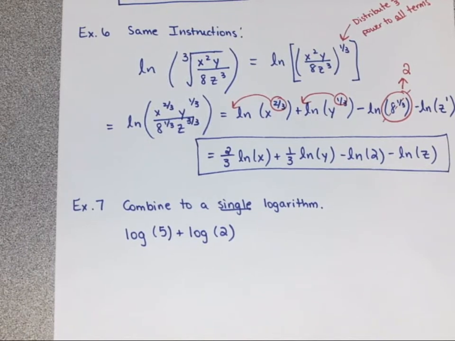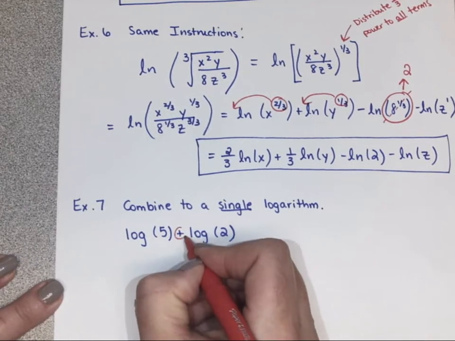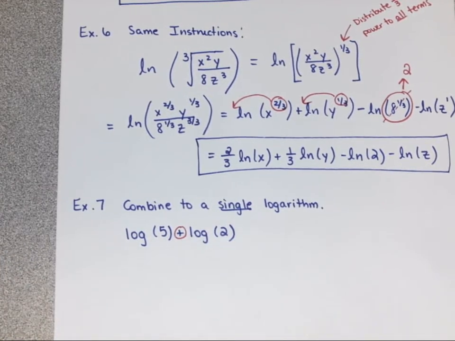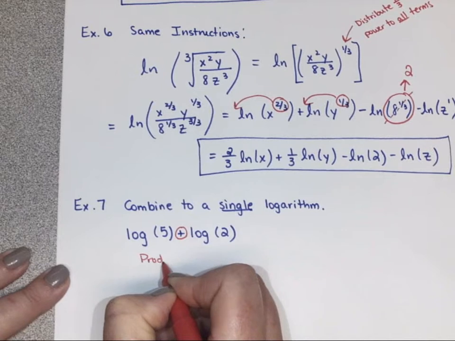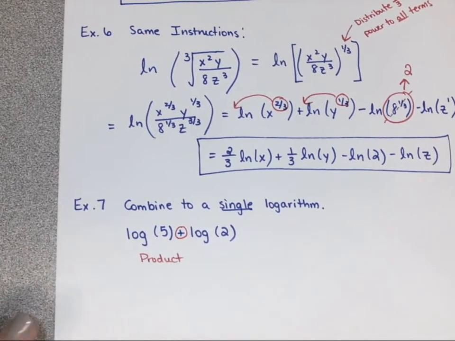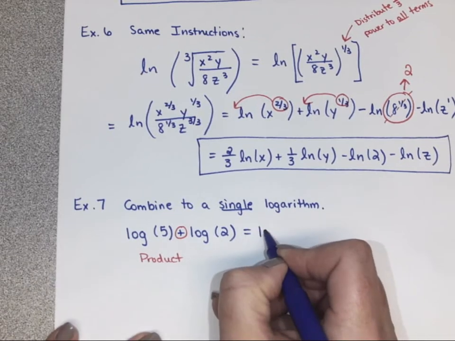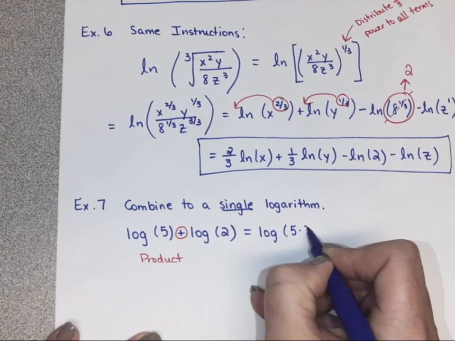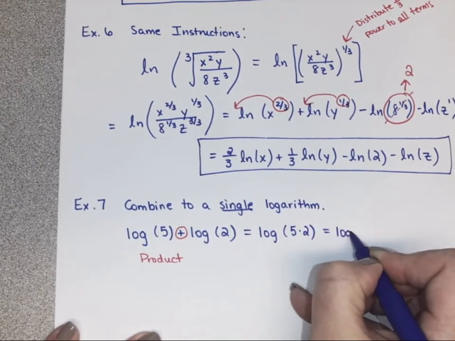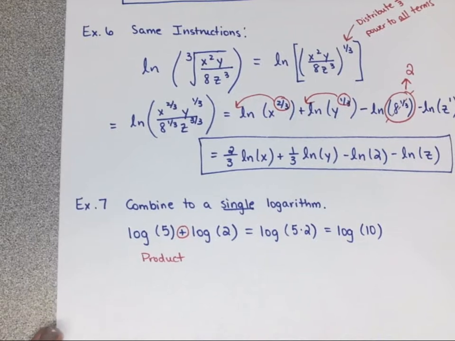Okay, so note that we have the same base, right? And note that we have a plus sign. So what rule uses addition? Which of our 3 rules uses addition? Product rule, okay? So if I use product rule, not only am I allowed to take it from condensed form to expand it, I'm also allowed to go from expanded form back to a single logarithm, okay? So this would be the same as the log of 5 times 2. But we can do 5 times 2, right? It's 10.